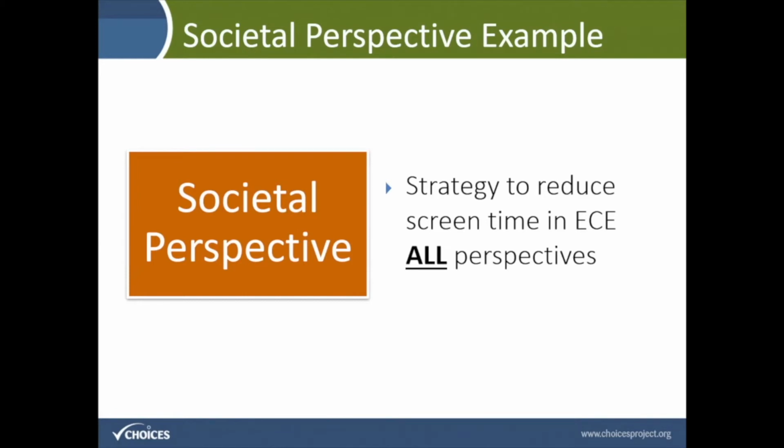For example, a strategy to reduce screen time in ECE from a societal perspective would have to include all relevant perspectives, because all perspectives are part of society. So this would include the role of federal, state, and local governments and their participation in the program in terms of administration, training, technical assistance, monitoring, compliance, and perhaps some communication activity.